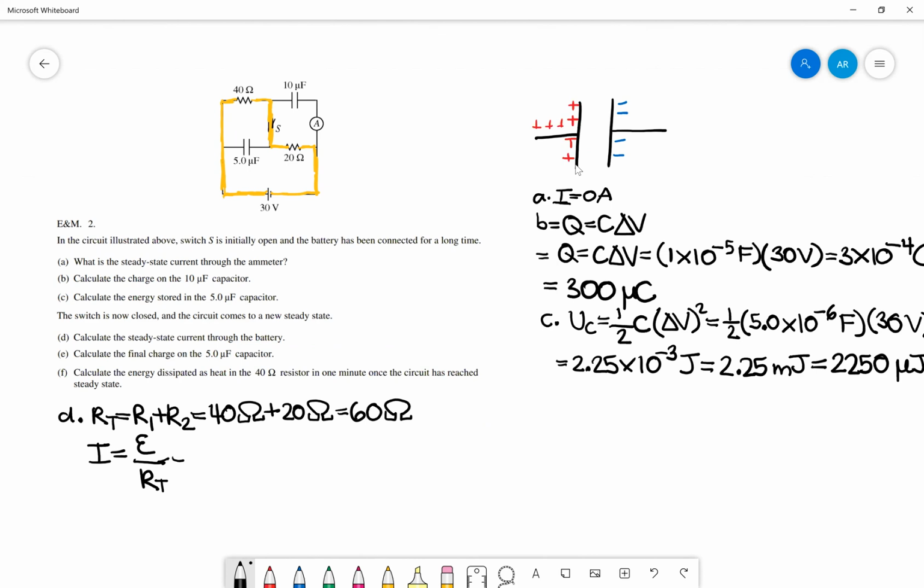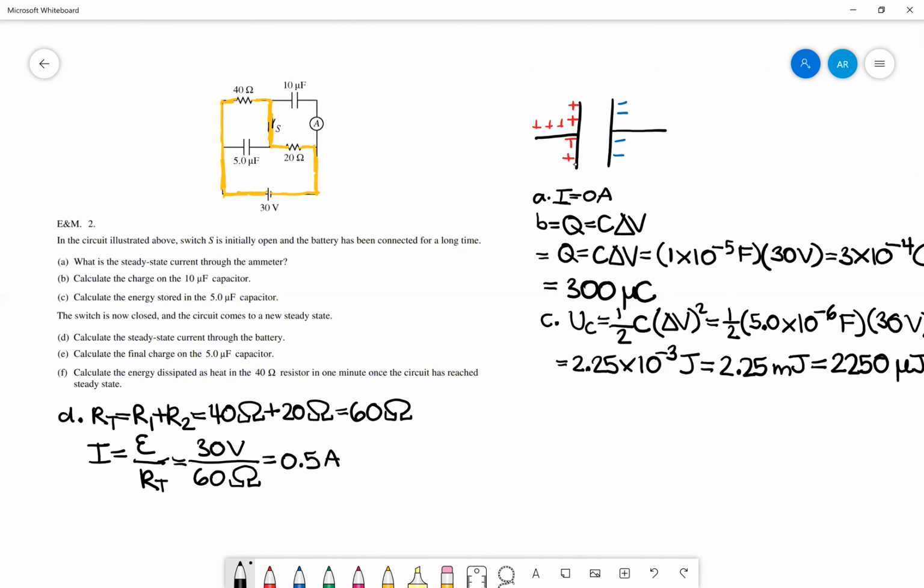So we have E over RT, and this is 30 volts over 60 ohms, and that is equal to 0.5 amperes. So there is a non-zero current now because we have closed the circuit.